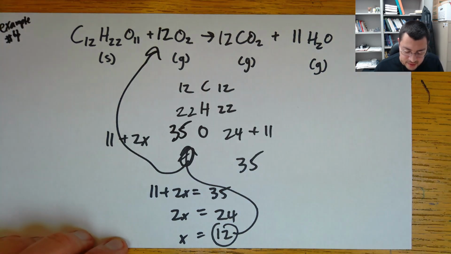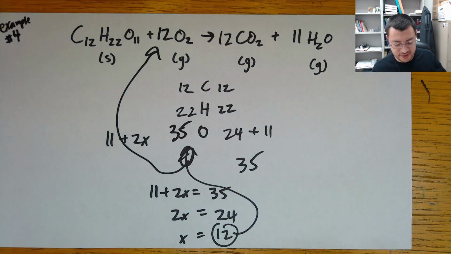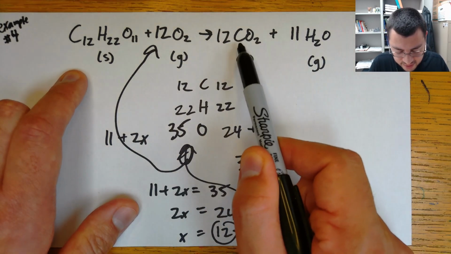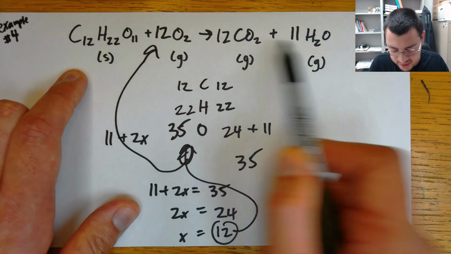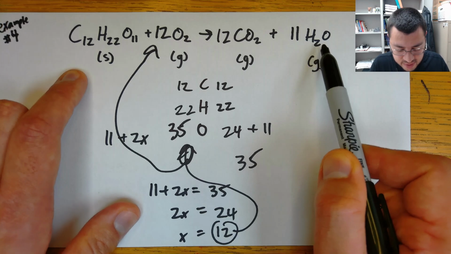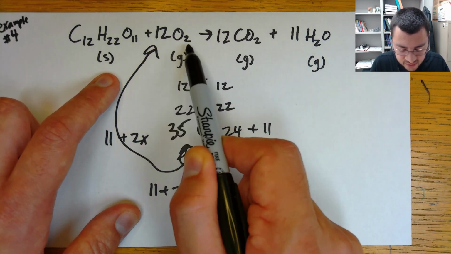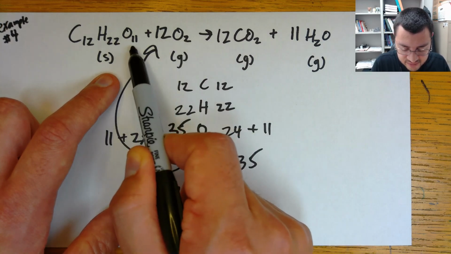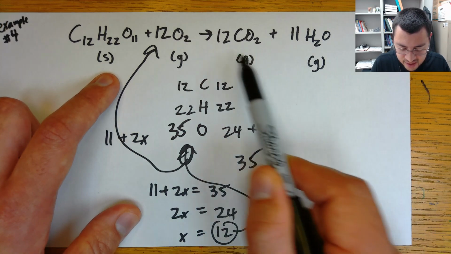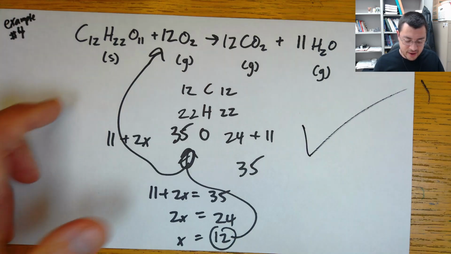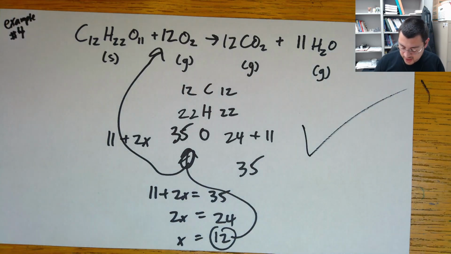All right. I did that pretty fast, so let me double check. 12 carbons, 12 carbons. 22 hydrogens, 22 hydrogens. 12 times 2 is 24. 24 plus 11 is 35. And yeah, we have the same thing here. Yeah, we're good.